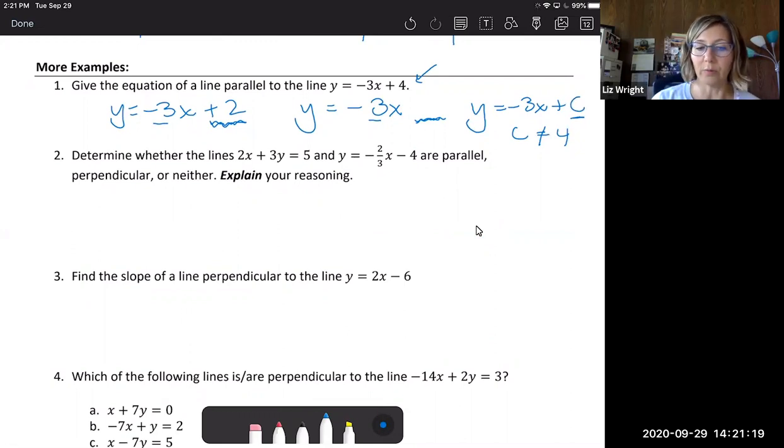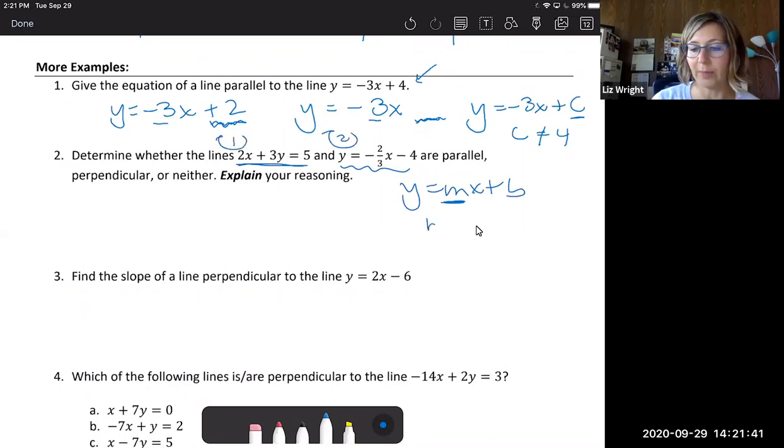So what we're going to do when we're trying to figure out whether lines are parallel, perpendicular, or neither, we need to put them in the same form so we can see their slopes. So that's what I'm going to do with this one. This one's already in y equals mx plus b form, so in our slope-intercept form, and I'm going to be comparing their slopes. So I'm just going to put a number 2 up here and a 1. So equation 2, my slope is negative 2/3.